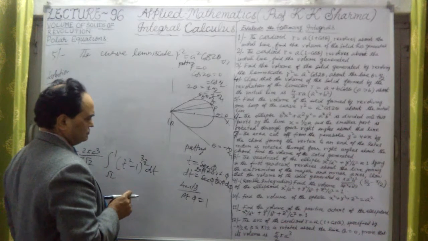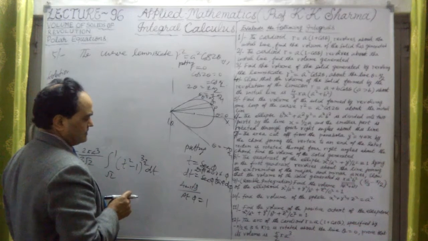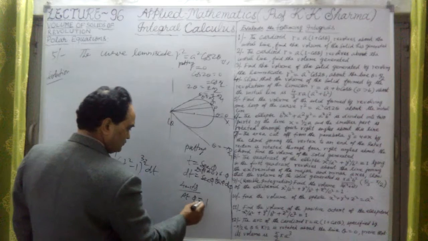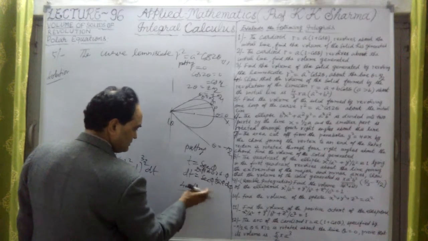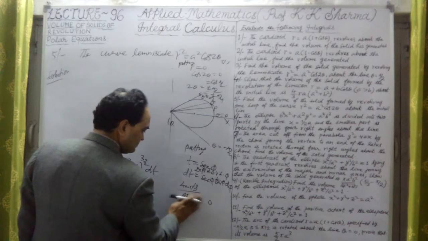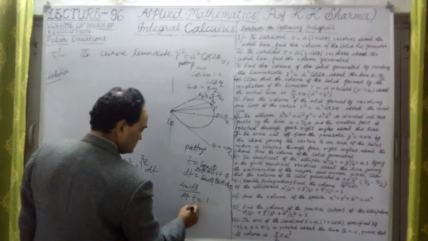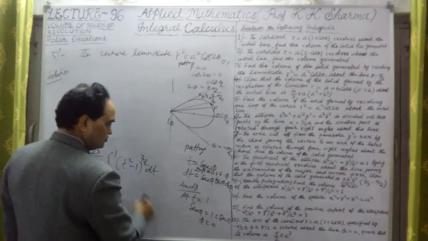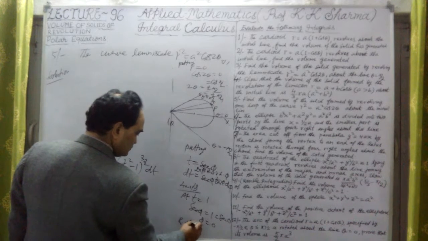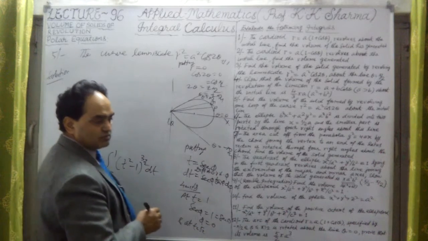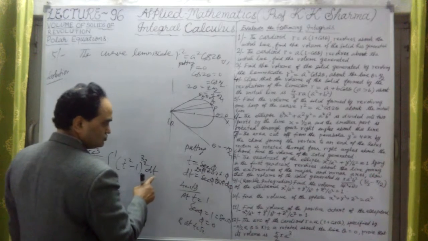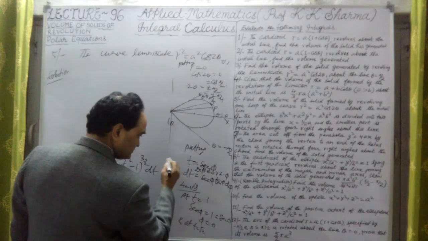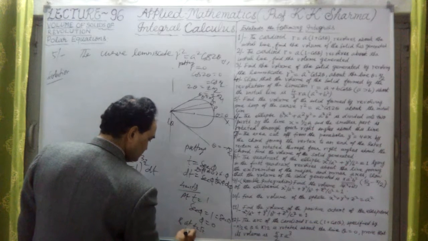At t equal to 1, sec phi is equal to 1, that means phi equal to 0. And at t equal to root 2, sec phi equal to root 2, that means phi equal to pi by 4, because sec pi by 4 is root 2. So phi is equal to pi by 4. Simple.